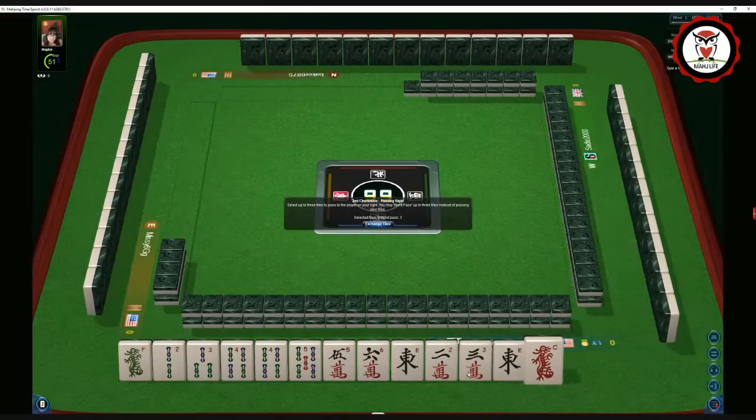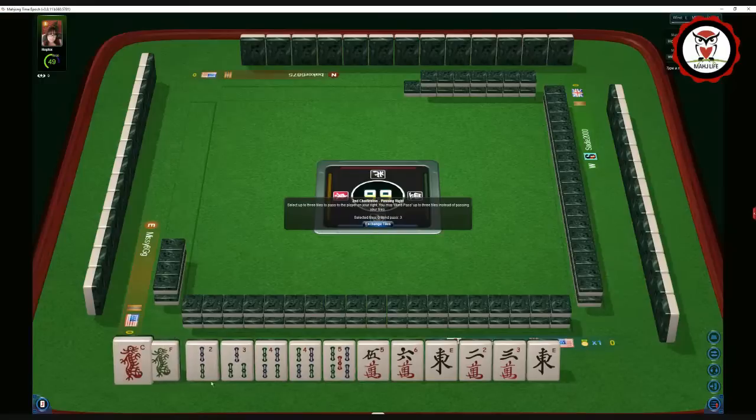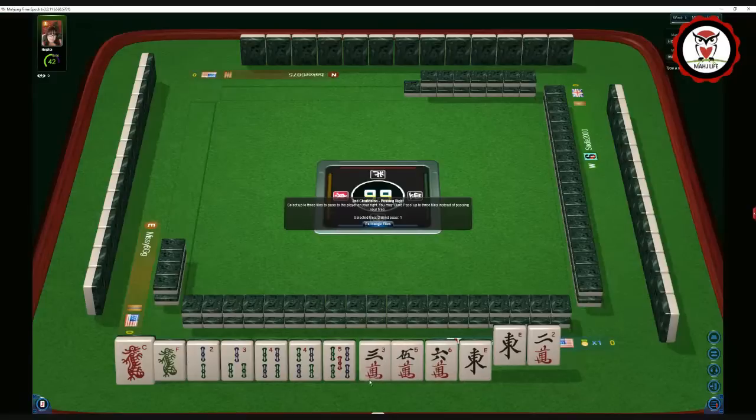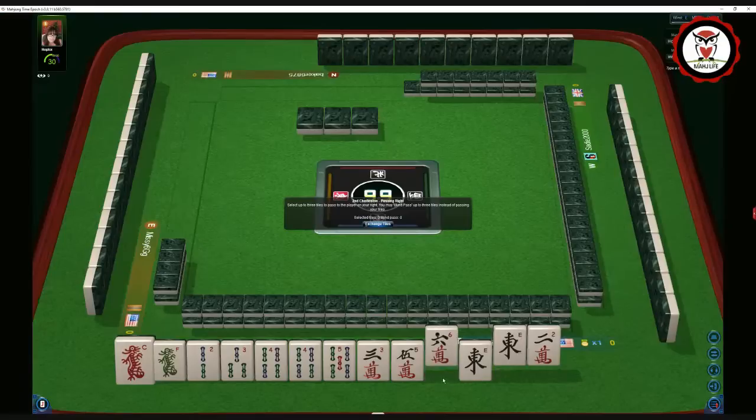We have a dragon and a pair of East. Well, we're going to break that up. The 2 can go. 3 crack is isolated, but 3, 2, 3, that's pretty risky. Let's see here. We have 2, 3, 4, 5, dragon, 2, 6, 2, 6, and 1 suit. No matter how we slice this, it's going to be risky.